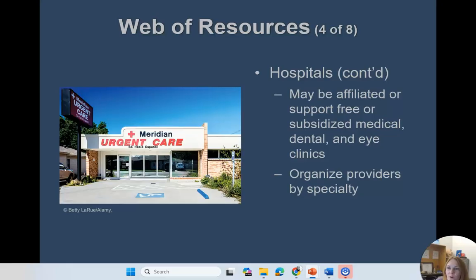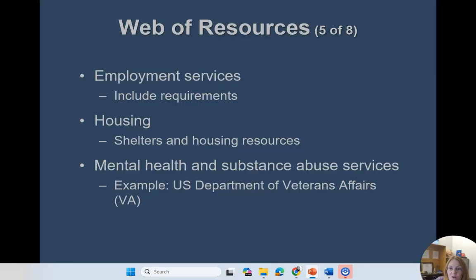Hospitals may also support subsidized clinics, including dental or vision care. Providers should be listed by their specialty: primary care, OBGYN, cardiology, pulmonology, endocrinology, geriatrics. Your role as a CP is not to duplicate these, but to help patients navigate and then connect them with these resources. A lot of times our best kept secrets are these outside resources.